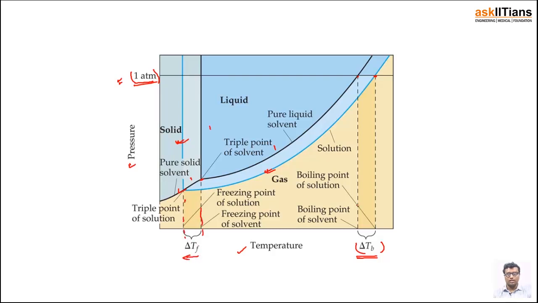So the freezing point is decreasing and the boiling point is increasing. This is the freezing point of the solution, and this is the freezing point of the solvent. This is the boiling point of the solvent, and this is the boiling point of the solution. So the boiling point of the solution is increasing, and the freezing point of the solution is lower than the freezing point of the solvent. This is an important understanding of depression in freezing point and elevation in boiling point.